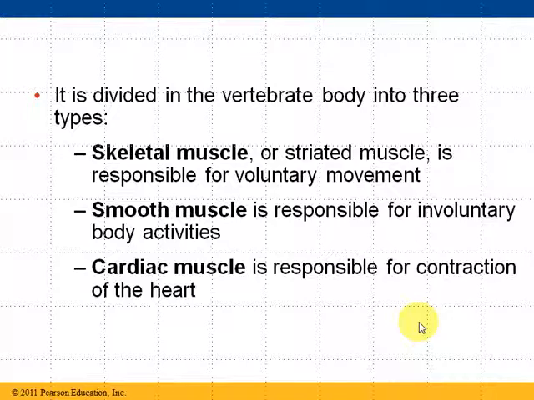You also have what's called smooth muscle. It's called smooth because under a microscope it lacks the lines or the striations of the skeletal muscle. Smooth muscle is responsible for involuntary body activities. When your stomach starts to rumble, or the muscles that push your blood through your arteries and veins, those are all smooth muscles. You don't really have to think about them. They work on their own.